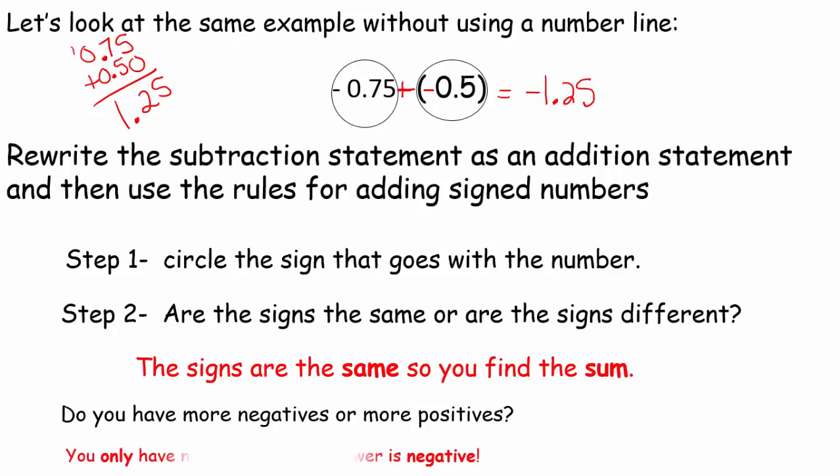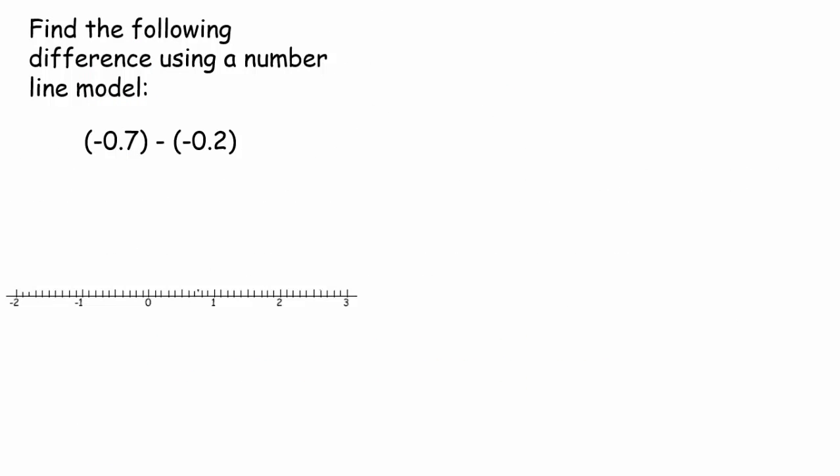All we have is negatives, so the answer is negative. So on a number line, we got negative 1.25, and using our rules, we got negative 1.25. Let's take a look at another example.